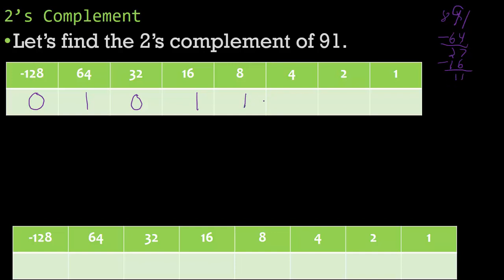I can use an 8. That means I'm going to wind up with 3. I can't use a 4. I can use a 2 and a 1. Now, that is 91. I need to find the 2's complement, which means I need a negative 91.